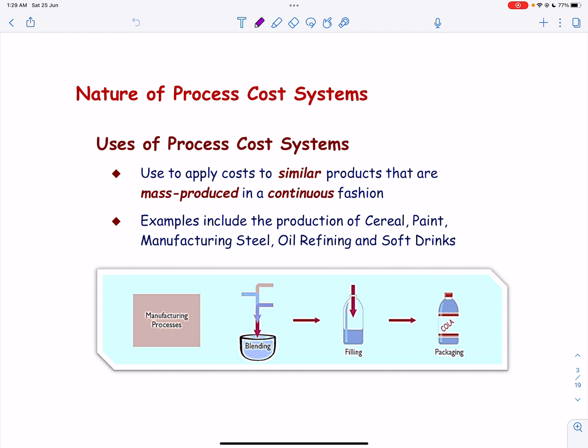Aramco uses process costing in the production of oil. Kellogg uses process costing for cereal production. Jotun Paints uses process costing for its paint products. In the case of Coca-Cola Company, the manufacturing begins with the blending of ingredients. Next, automated machines fill up the bottle caps and finally pack up the bottles to the finished goods warehouse.